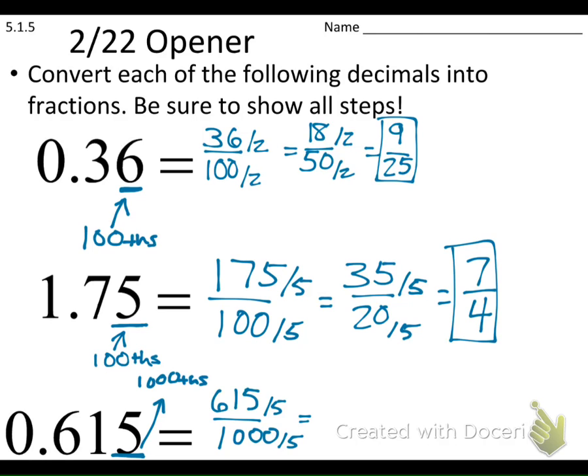Mike, can you punch 615 divided by 5 into your calculator? It's going to be 615 over 1,000, and the answer is going to be 123 over 200. 123 over 200? Okay.